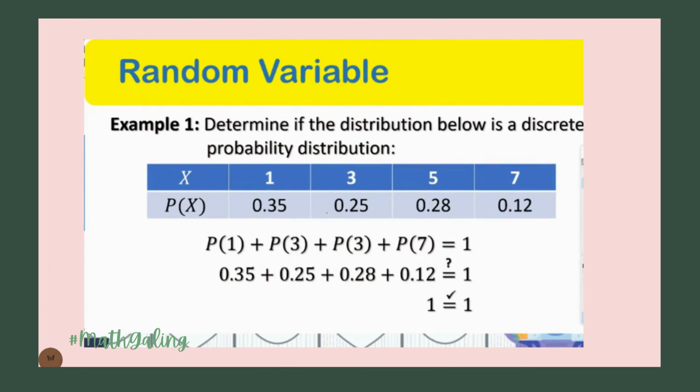Okay, next, let's check the one in decimal form. How are we going to check? Still the same, we are going to add them all for us to identify if it's a discrete probability distribution. So add all of the probabilities. The question is, will that be equal to 1? Yes, it is equal to 1. Therefore, it is a discrete probability distribution.